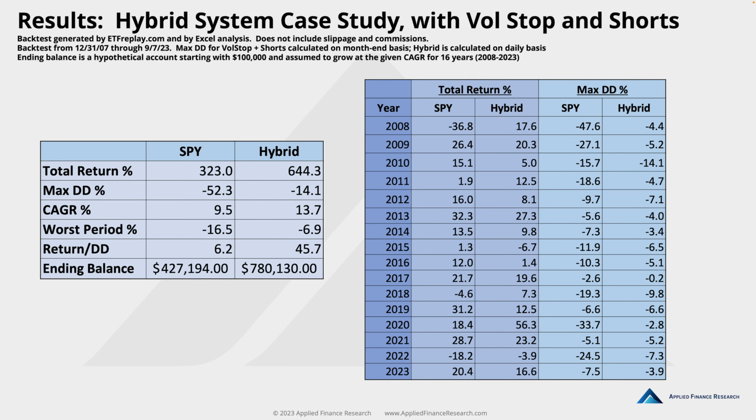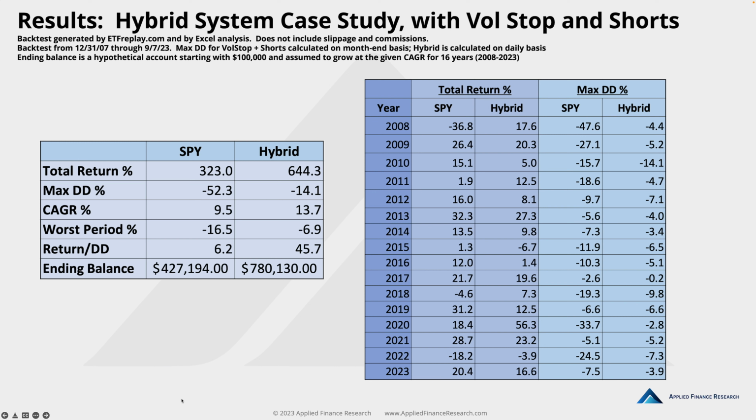So what we have here is a backtest of the hybrid system, one configuration. It does include volatility, stops, and shorts. Those are another option that you can add as you're building your own version of this system. This is a backtest that goes from 2007 to 2023. So it does include the COVID crash, it includes the great financial crisis of 2008, and everything in between.